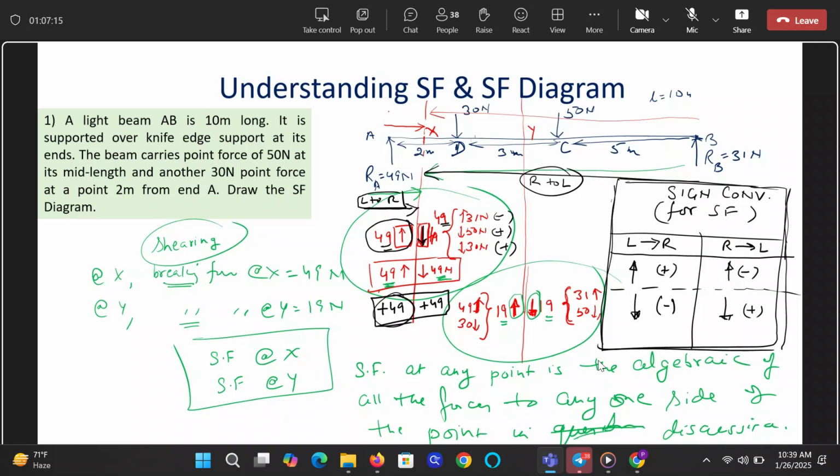That is the advantage of the sign convention. The shearing force at any point still remains the same: it's the algebraic sum of the forces to any one side, from the left end to the point in question, or from the right end to the point in question. That means left to right or right to left. The only thing is, now instead of up and down, we talk in terms of plus and minus based on this sign convention. Am I clear in what I have said, guys? Please let me know if there's a concern.